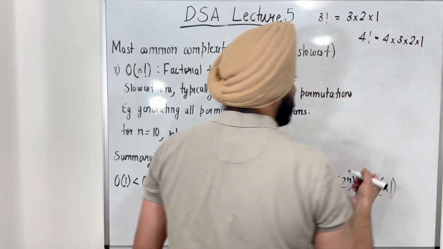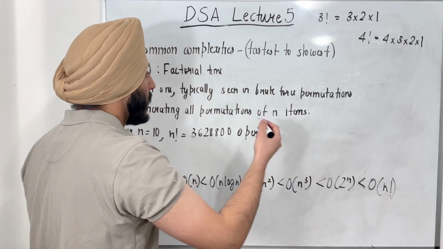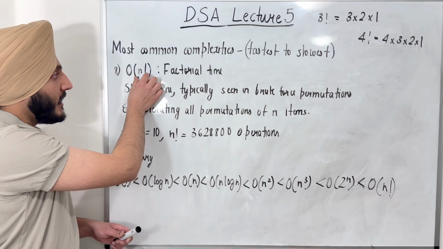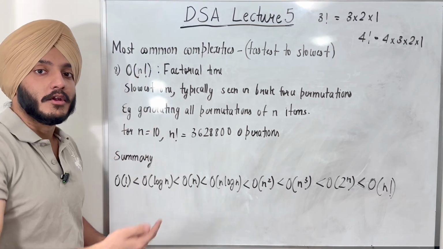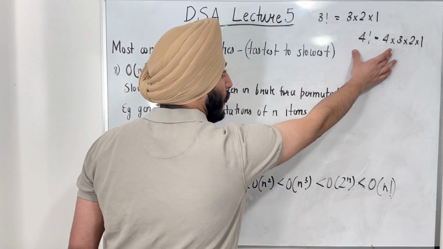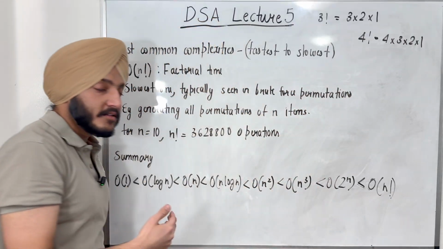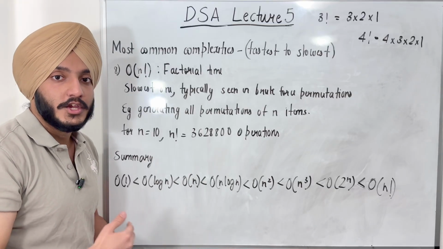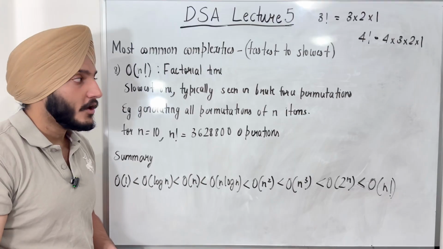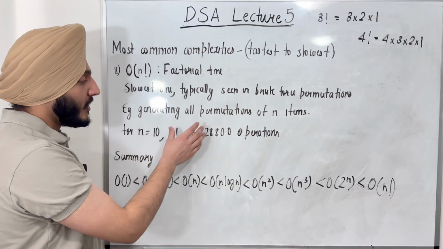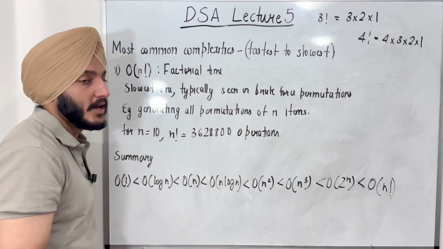Whatever the input size is, we're saying that this algorithm takes n factorial of it, that amount of time. Even for 4, it might be small, but as the value increases, for values like 10 or 20, their factorials are huge. They take a lot of operations. So it is typically seen in brute force permutations. An example is generating all permutations of n items.